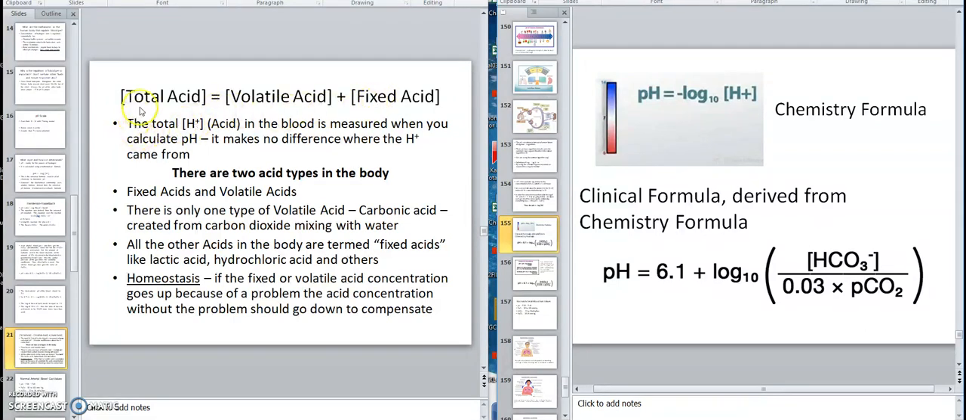So I want you to keep this in mind, that when one goes up, the other goes down if we have a compensation. Remember how we did in blood pressure? If one goes up, the culprit is compensated by the helper. That's how the body works. So I want you to keep that in mind as we go through this.